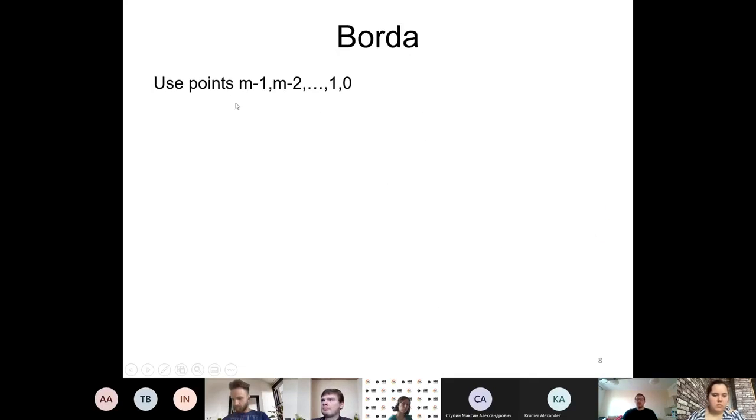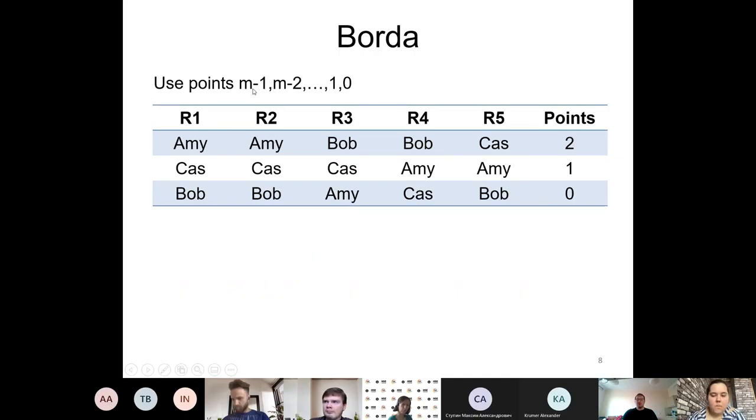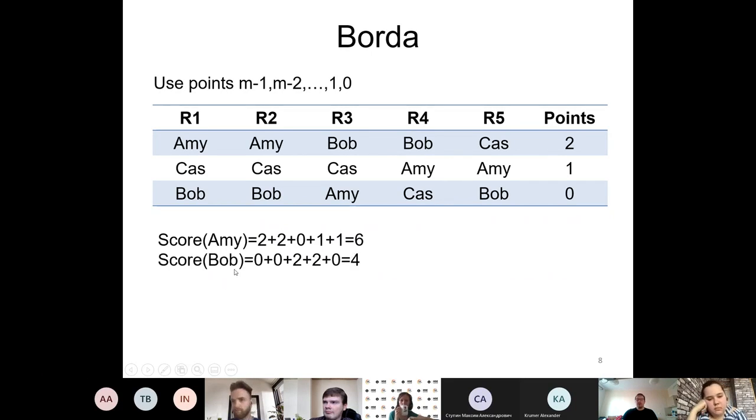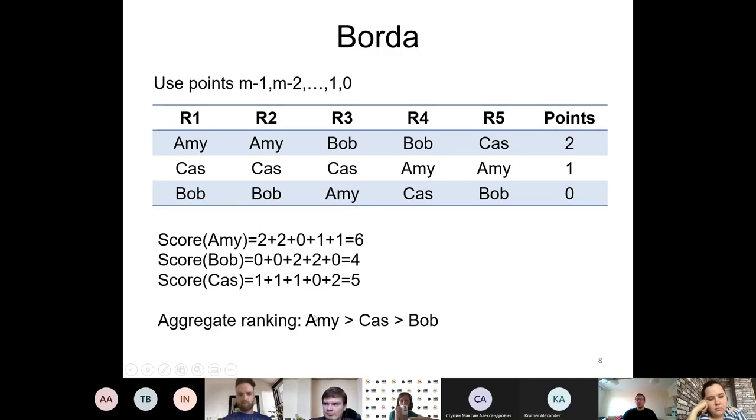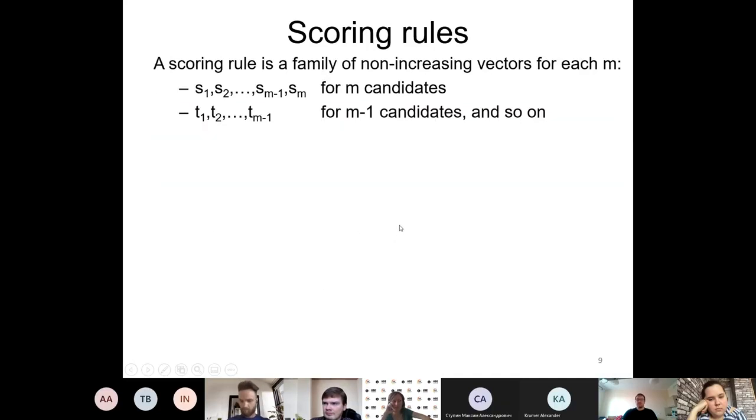And maybe the most famous scoring rule is the Borda rule. It just uses points m-1 for the first position, m-2 for the second, and so on, and 0 points for the last position. In our example, it is very simple to find the score of Amy: 2 points here, 2 points here, 0 points here, 1 point here, and 1 point here. So in total, we have 6 points for Amy. Bob has 4, Cass has 5, and the aggregate ranking is Amy, Cass, Bob. In Borda, we don't have any tie-breaking rounds.